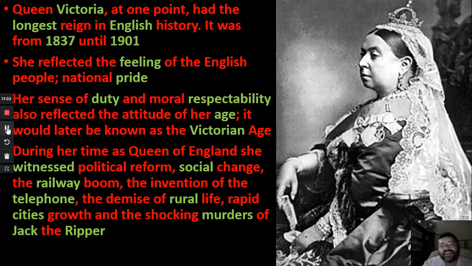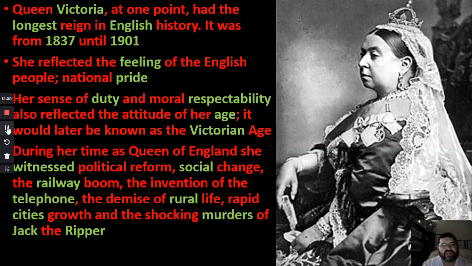Now that lady you see right there in that picture, that's Queen Victoria. At one point, for the longest time, she had the longest reign in English history. She was queen for 64 years, from 1837 to 1901. She got beat by Queen Elizabeth II. I believe she was queen for 68 years, almost 70. So yeah, she has a record now. But before, it was Queen Victoria.